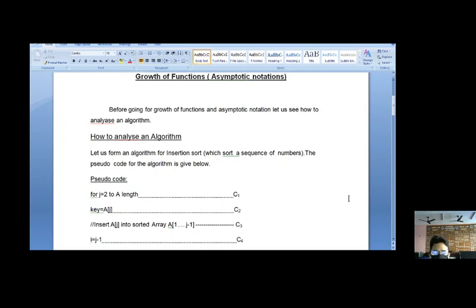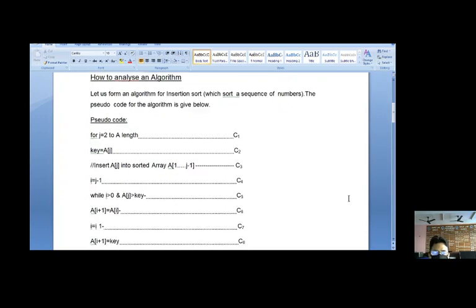So to understand the analysis of the algorithm, how we derive the complexity of the algorithm by analyzing its pseudocode, we will understand here with an example of insertion sort. Here there is a code of insertion sort. I have already explained insertion sort, but I am giving you a brief idea about it.